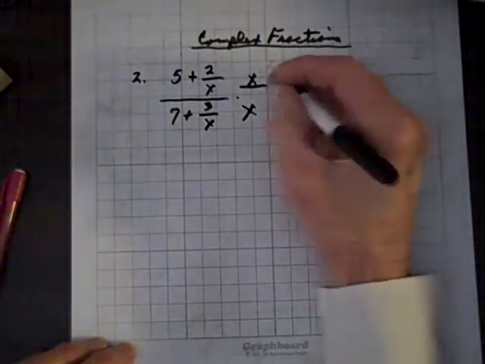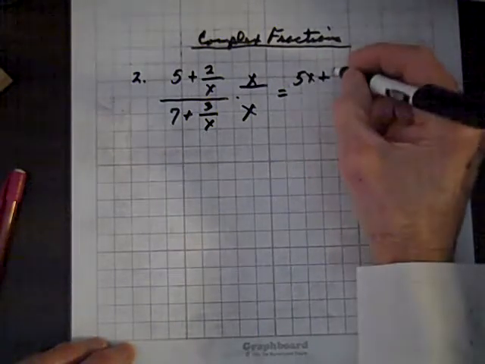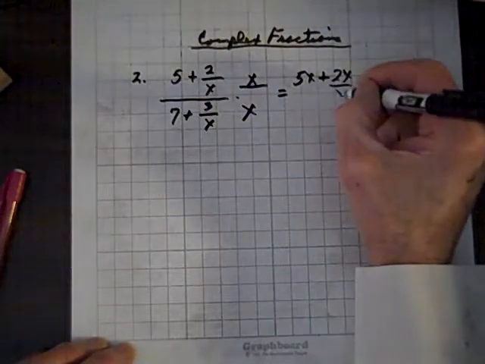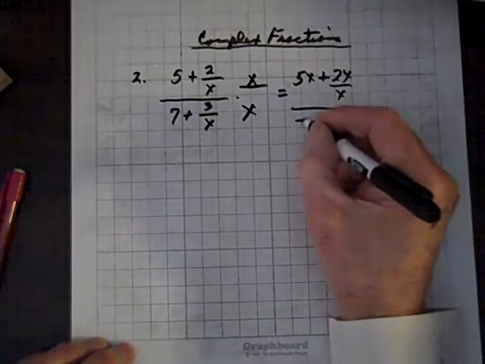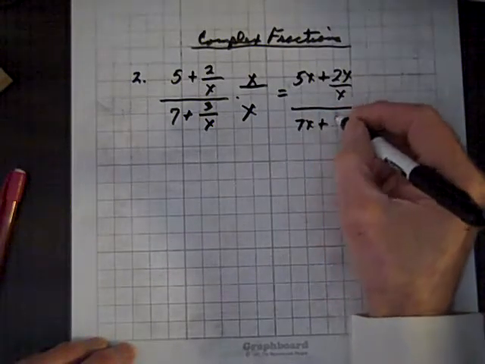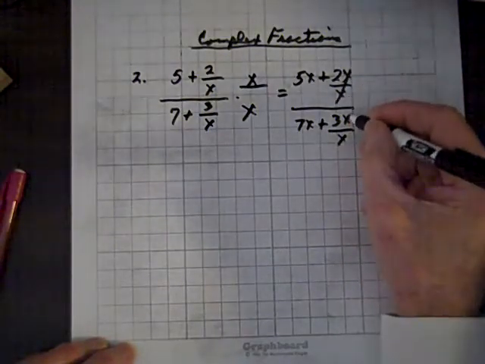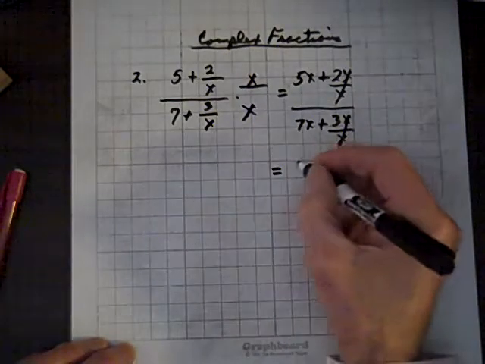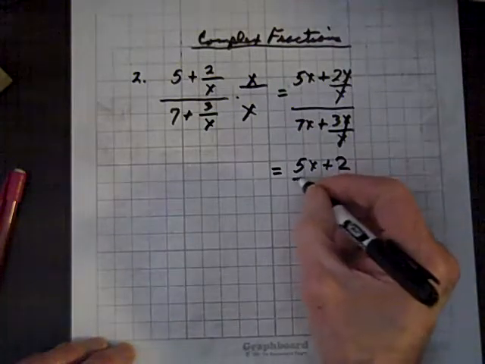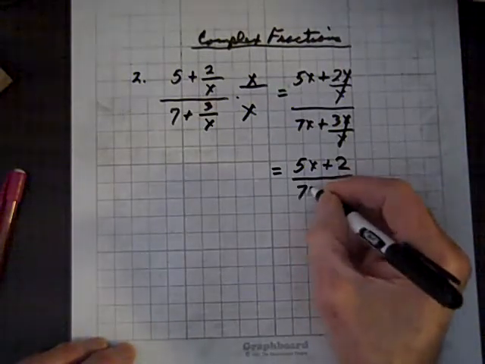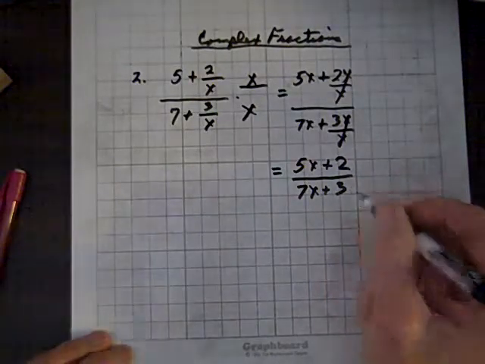So what we have here then, distributing that x, we get a 5x plus 2x over x. And distributing this x here, we get a 7x plus 3x over x. Now these x's divide out, as do those, and we're left with 5x plus 2 over 7x plus 3. And we're done.